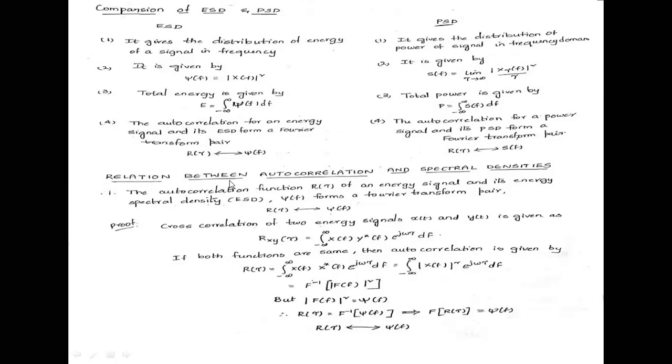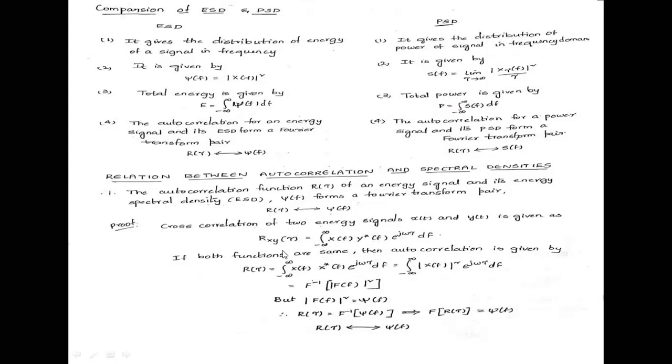So first you can see the relation between the autocorrelation function and the spectral densities. The first property: the autocorrelation function R of tau of an energy signal and its energy spectral density form a Fourier transform pair. R xy of tau is for cross correlation; the autocorrelation function is not R xy, my dear students, but R xx only. If both the functions are the same, then the autocorrelation function is given by R of tau is equal to the integral from minus infinity to infinity of x of f and x star of f e power j omega tau df.